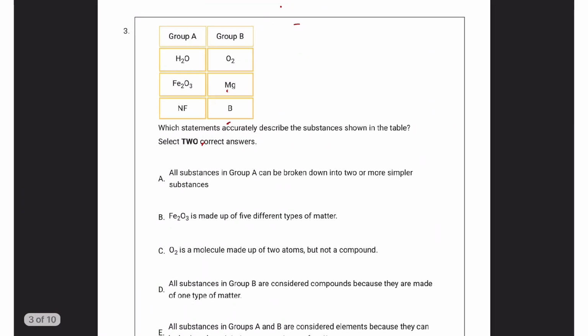Number 3. Group A and Group B. Which statements accurately describe the substances shown in the table? Select 2 correct answers. That's a big one because some of you didn't pay attention to that. Group A and Group B. Let's take a look at them. Group A has H2O, Fe2O3, NF. Group B has O2, Mg, and B. All of these we can find on the periodic table.